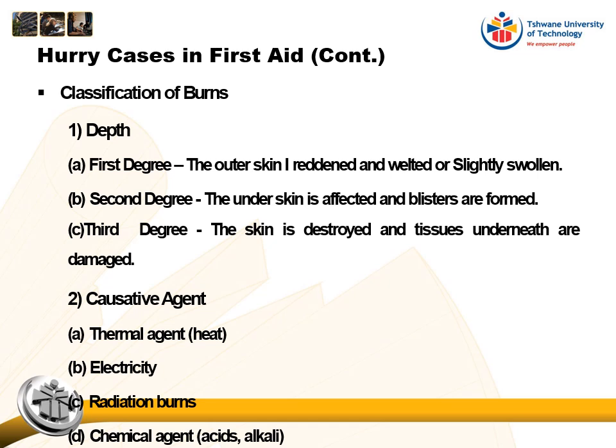Number 2, the causative agent. What caused the burn? A can be thermal agent or heat. B can be electricity. C can be radiation burns. Or D, which is the chemical agent, which can be acids or alkali.